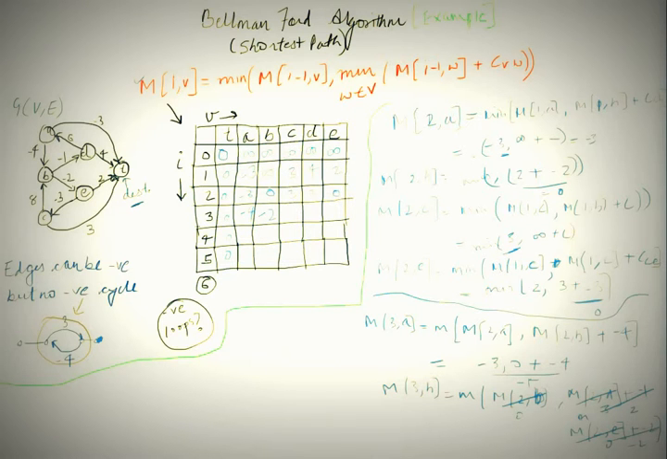Now for C, M(3, C) would be the minimum of M(2, C), or C is connected to B, so M(2, B) plus the cost BC, which is 8. M(2, C) is 3 and M(2, B) is 0 plus 8. So the minimum here is 3. I'll write down 3 here. Okay, let me make some more space here.